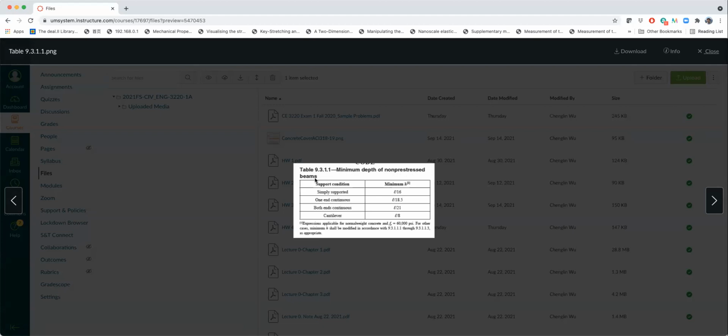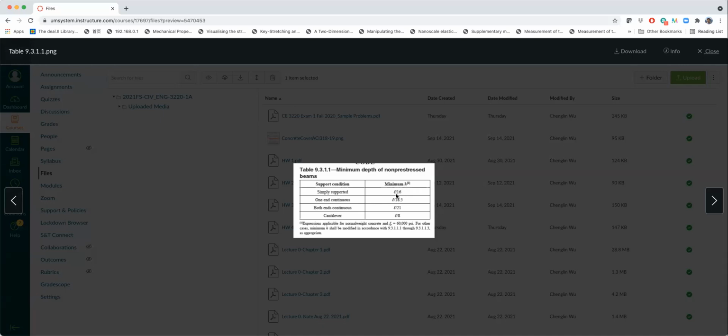So that is DS, isn't it? Based on different support conditions, simply supported, one end continuous, both ends continuous, or cantilever, I can determine my minimum height. And be careful here, okay? This is H. Although it is called depth in the table, this is H. Be careful.